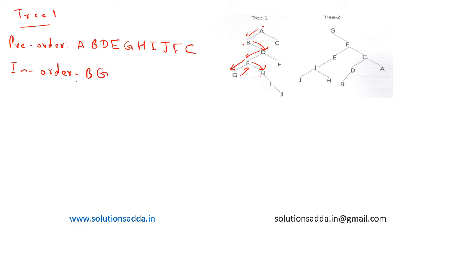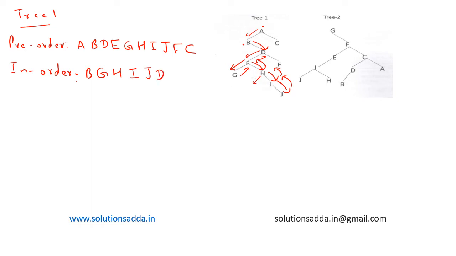Now we move to root's left. It is not there, so we come back and print H. Now we reach here and move to root's right. We reach I. Since there is no root's left, we print I. Then we go back to root's right. Here there is no left and right, so we print J. Now we come back to here, to here, to here. Then we go back to here. Now there is no root's left, so we print D.